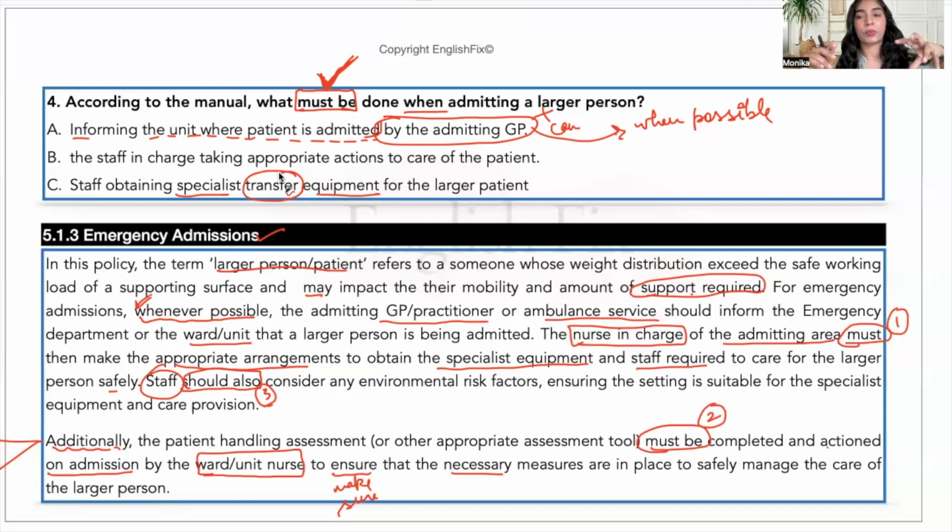So specialist equipment could refer to n number of equipments. We are not specifically just talking about the transfer equipment for the larger patient, which is why this is wrong, because this is not even discussed, right? This is being too specific. Our paragraph is being general, right? Here, the paragraph was being specific, and here they have used care of the patient to encompass those two things, specialist equipment and the staff required to care for the patient. So our answer options A and C are wrong, and the correct answer option is B.